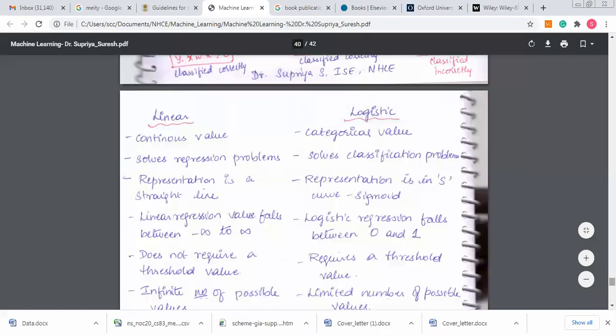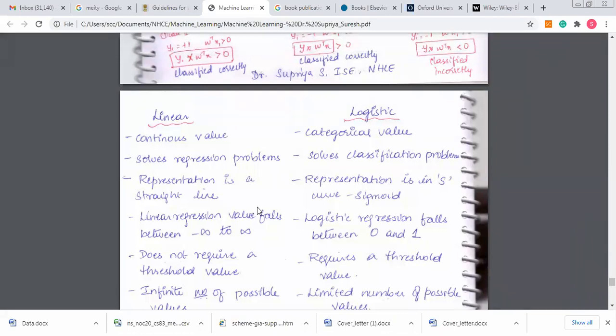Linear regression solves regression problems, since it deals with continuous values from minus infinity to plus infinity. Whereas logistic regression deals with a categorical value, 0 or 1, so it solves the classification problem. The representation in linear regression is basically a straight line, which we constructed, right? Whereas in logistic regression, it is a sigmoid curve. That's the S curve that we're going to use.